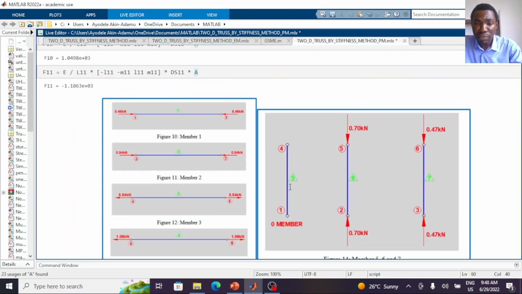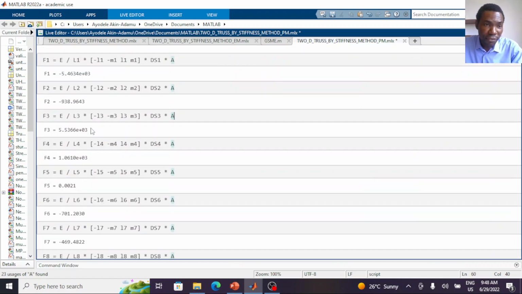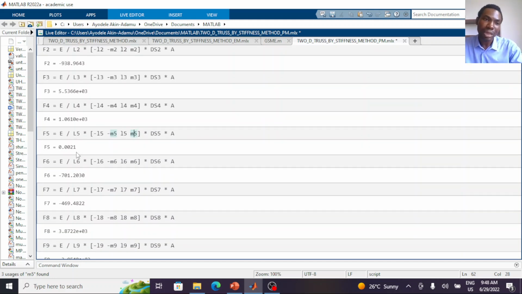I want to draw our attention to element 5. Element 5 is supposed to give us zero force. When we check F5, the axial force in element 5, you can see it's giving us a very small value, 0.0021 newton. In kilonewton, it will be 0.000021, a very small value. It tells you that there's a margin of error while we're using the finite element method. It does not always give an accurate answer. So here we have a very small margin of error. It's giving us 0.0021 newton, which is supposed to be 0. So you should note this.